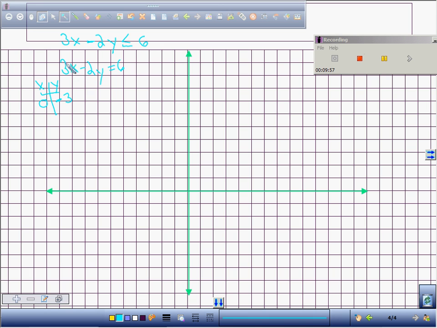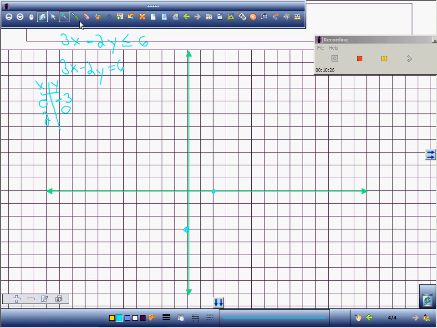If I use the cover-up method, when x is 0, I cover this up, then negative 2 times negative 3 gives you 6. When y is 0, what's x got to be? 2, right? I cover up this, 3 times 2 would give you 6. So those are my x and y intercepts, which makes this easy to graph. Go 0, negative 3, and 2, 0.